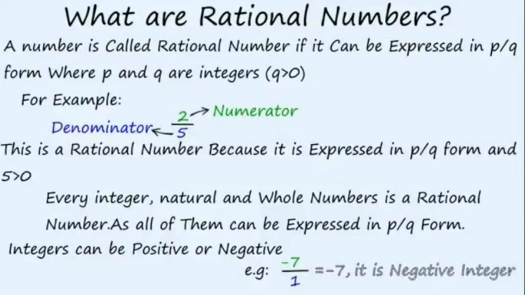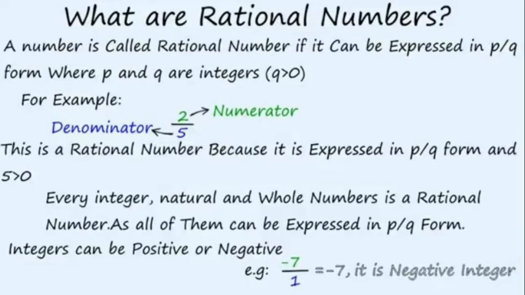A number is called a rational number if it can be expressed in p upon q form where p and q are integers and q is not equal to 0. For example, 2 upon 5. 2 upon 5 is a rational number because it can be expressed in the form of p upon q, and q is not equal to 0, meaning 5 is not equal to 0. This is a rational number because it is expressed in p upon q form.